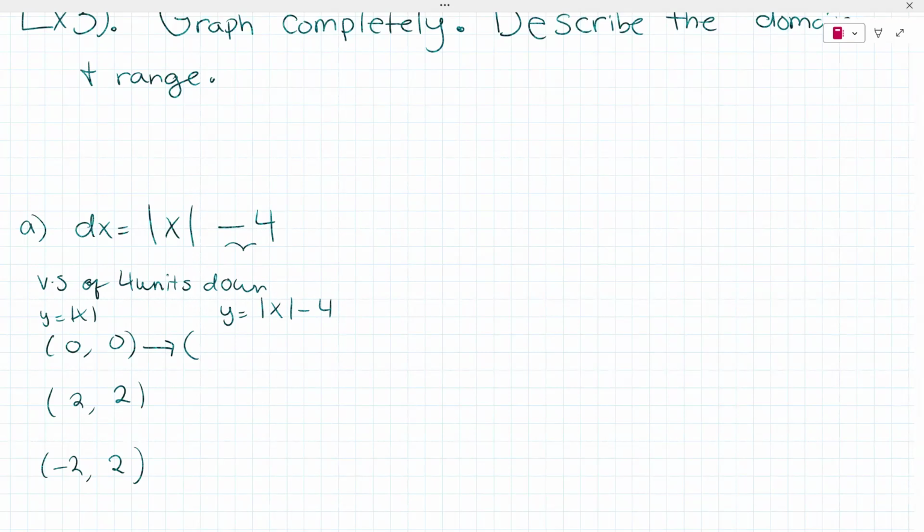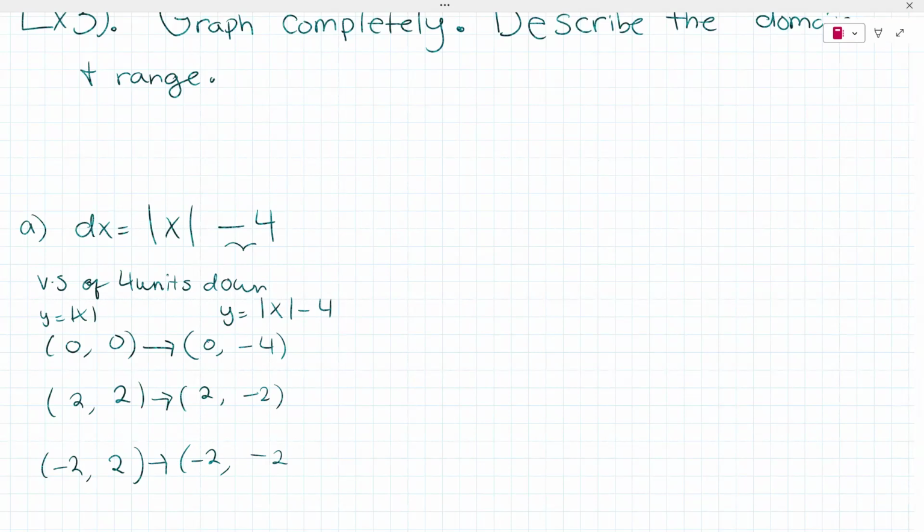So 0 comma 0 will now be 0 comma -4. 2 comma 2 will be 2. And then what's 2 minus 4? -2. And then -2 comma 2 will be now -2. And then what's 2 minus 4? -2. Okay. And then if you plot those points, you should get your graph.